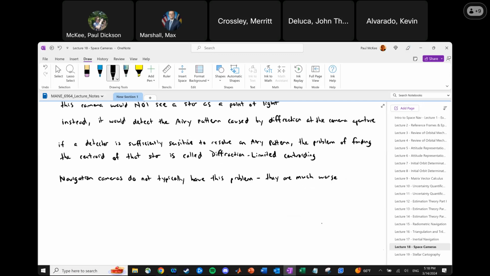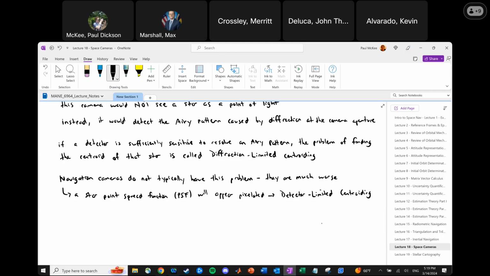Instead, what will happen is a star, what's called a point spread function, or PSF, will appear pixelated. And this is what's called detector limited centroiding. And this is where we're going to live.